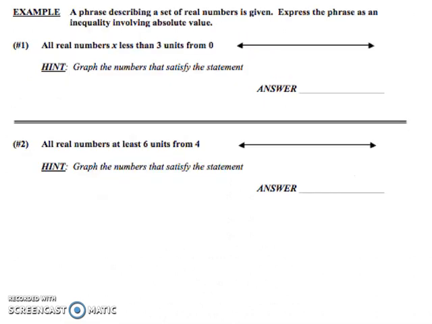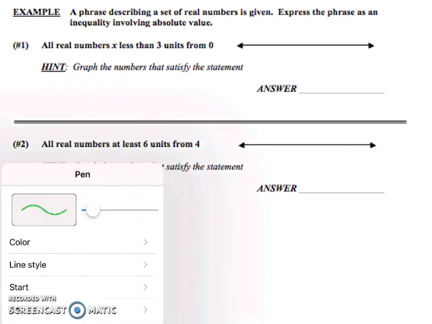All right, so now we're going to try to translate words into algebra. It says a phrase describing a set of real numbers is given. Express the phrase as an inequality involving absolute value. All real numbers x less than 3 units from 0. So the hint here is make a picture. Make a graph that satisfies the statement. So we're thinking about all real numbers that are 3 units away from 0.